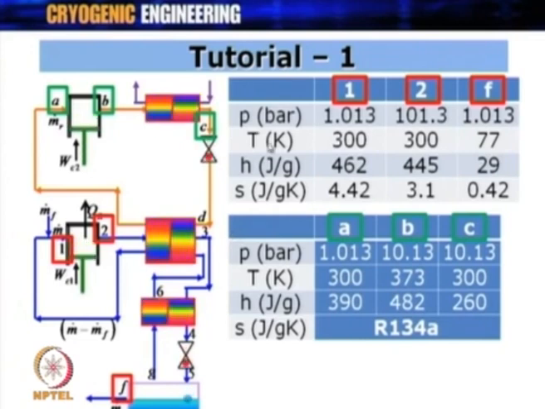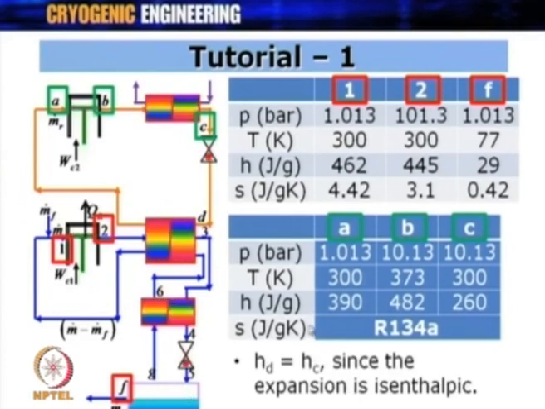Again, similar to what we did for nitrogen as a working fluid, we make a table of the properties of enthalpy and entropy for different values of pressure and temperature for the pre-cooling circuit, and this is done for R134A. What is required here is mostly the enthalpy values. You can see that we have not written the entropy values because they are not required in the calculations. What is to be noted here is that the enthalpy at point D is what is required. The HD value is used in the calculation over here.